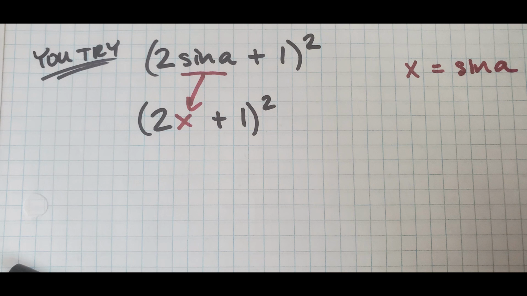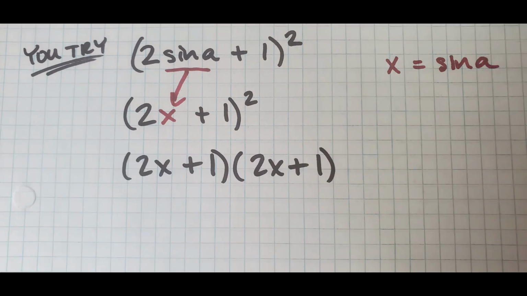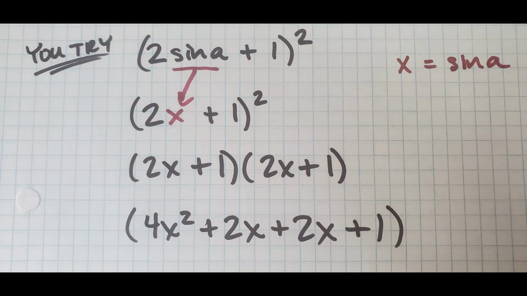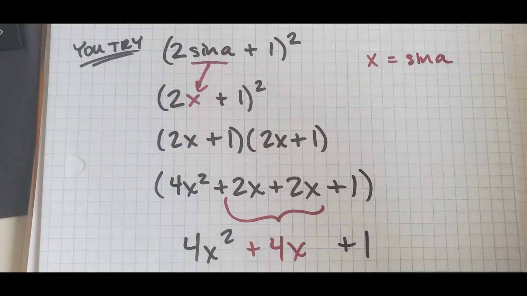So we're going to write (2x + 1)(2x + 1). We're going to do some regular old FOIL. You got 4x squared plus 2x plus 2x plus 1. The two 2x terms are going to combine, and you're going to get that.